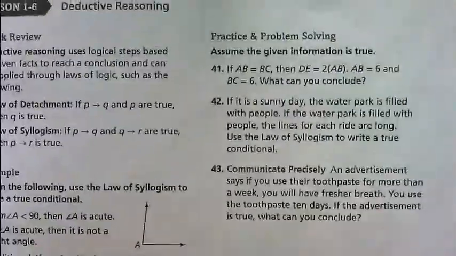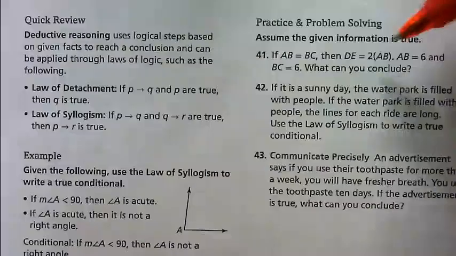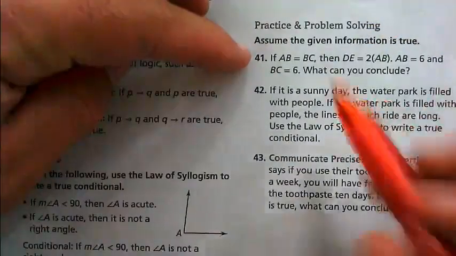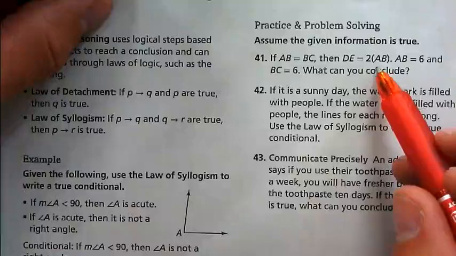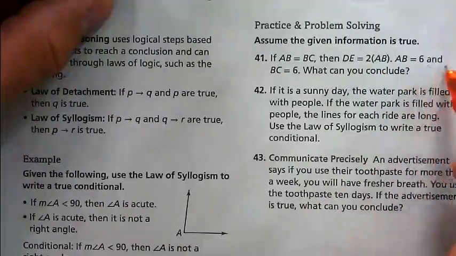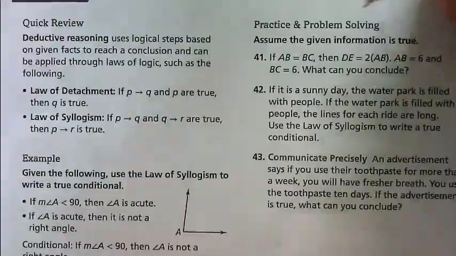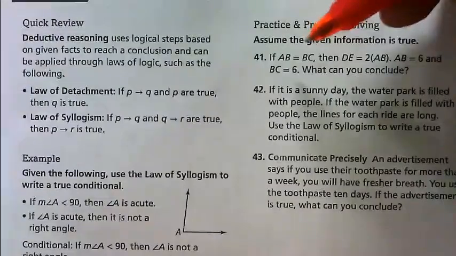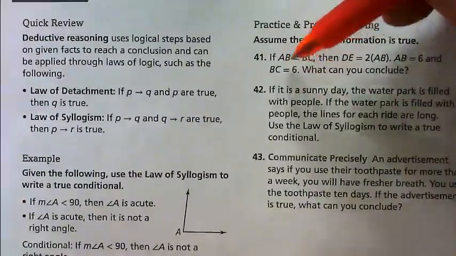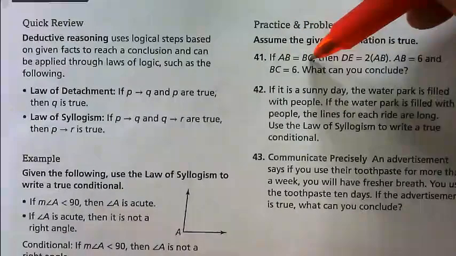Alright, on this side, deductive reasoning. So we got law of detachment, law of syllogism over there. Again, a few extra notes. Assume the given information is true. If AB is equal to BC, then DE is equal to this. AB is equal to 6, and BC is equal to 6. What can you conclude? Well, they gave some information here. They said AB is equal to 6. BC is equal to 6. So that matches this first part of the statement.